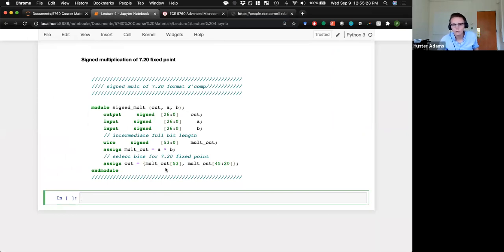So I thought I would show you the Verilog first and then talk about why this is the way that it is. But this is a module that will do signed multiplication of two 7.20 fixed point values. There's not that much going on in here. All that happens is it takes in two inputs, A and B.